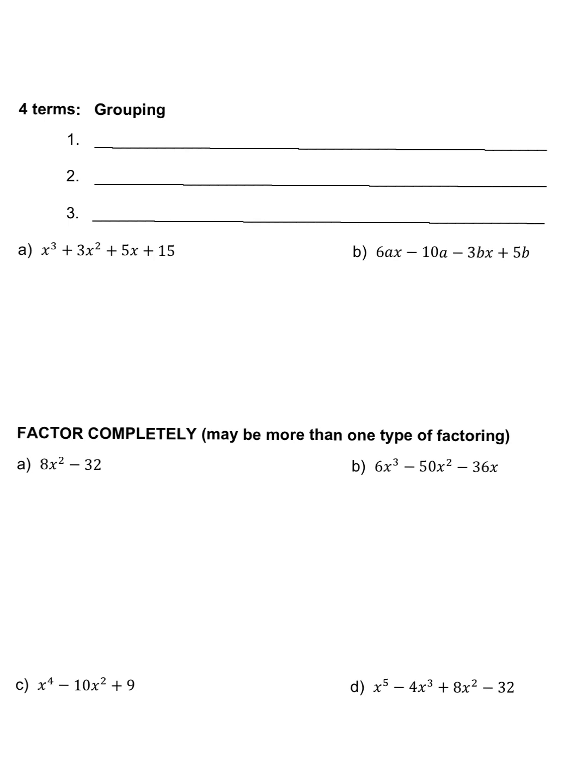Okay, this is the last part of factoring. We're going to do factor by grouping. So when you have 4 terms, what you want to do is group the first 2 terms and the last 2 terms.